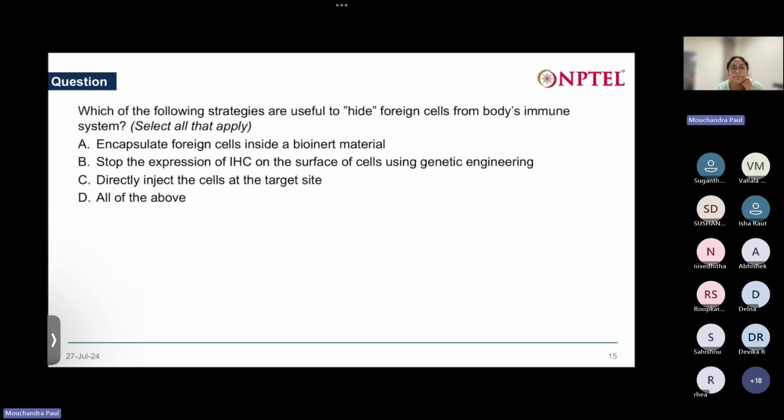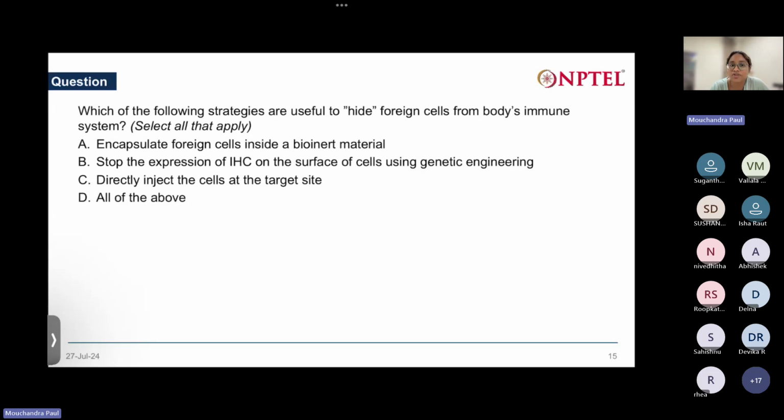Now, this is another question. Which of the following strategies are useful to hide foreign cells from the body's immune system? Select all that apply. Foreign cells can cause immune rejection. So what strategies can you use to prevent immune rejection or immune response to foreign cells? Use the general knowledge that you have gained from week 1 and try to answer it. We can encapsulate the foreign cells inside a bioinert material.